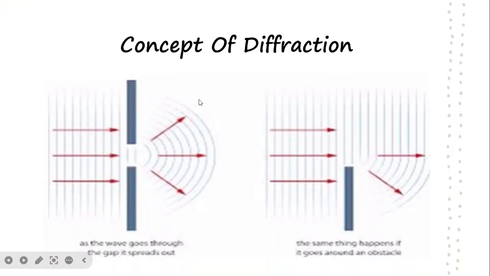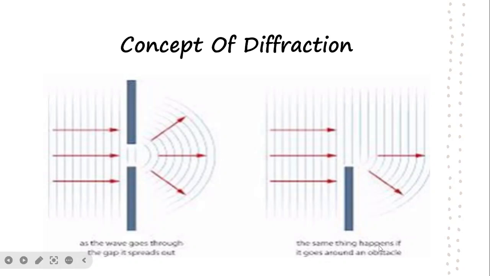For example, we can see how it is illustrated as the wave goes through the gap and it spreads out. So this is what happens. This is the wave that was traveling here and it encountered a barrier. Now after encountering this barrier, it changes its direction. So that's what we call diffraction.